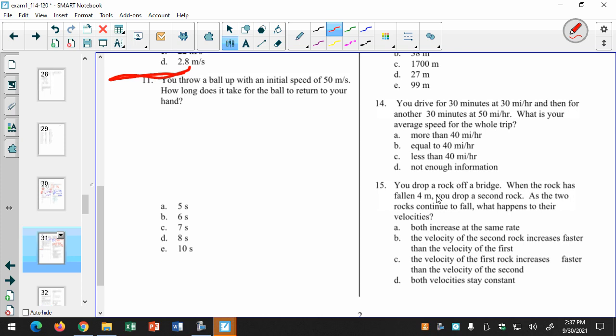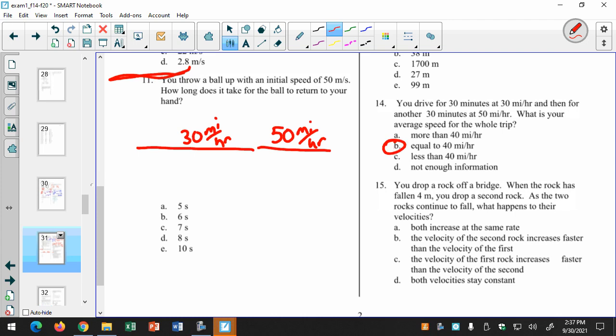When I drive for 30 minutes at 30 miles an hour, I'm driving a certain distance. And then at 50 miles an hour for 30 minutes, I drive a longer distance. I'm going faster, right? For 30 minutes. But when I average these together, because I'm traveling the same amount of time, 30 minutes for each segment, I'm going to get an average that's equal to 40 miles an hour.